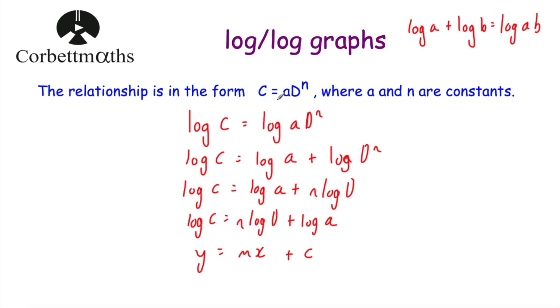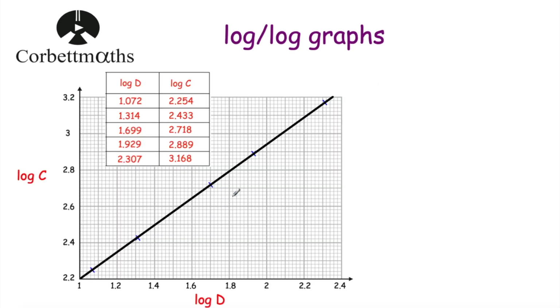So let's do that. Let's start off by finding the gradient of the line, because if we can find the gradient of the line, that's going to be equal to n. So let's work out the gradient of this line. The gradient m is found by rise over run. So we would draw a little triangle and do rise over run.